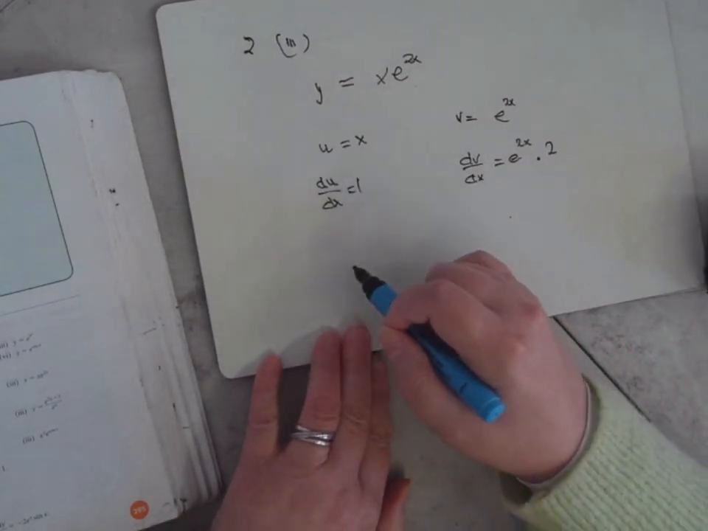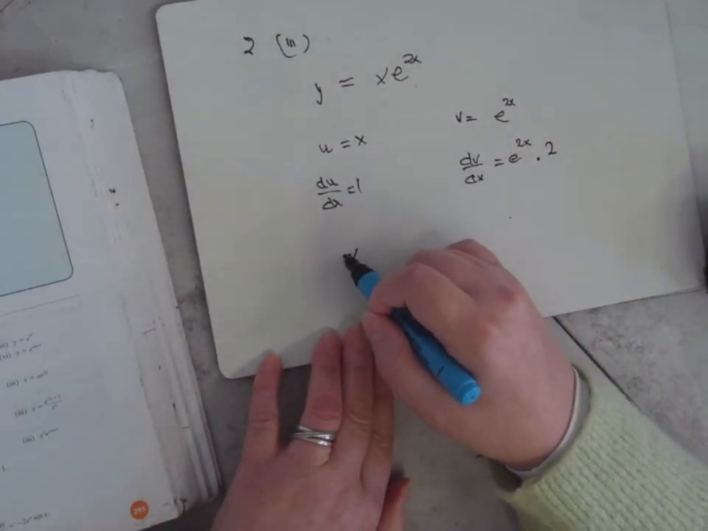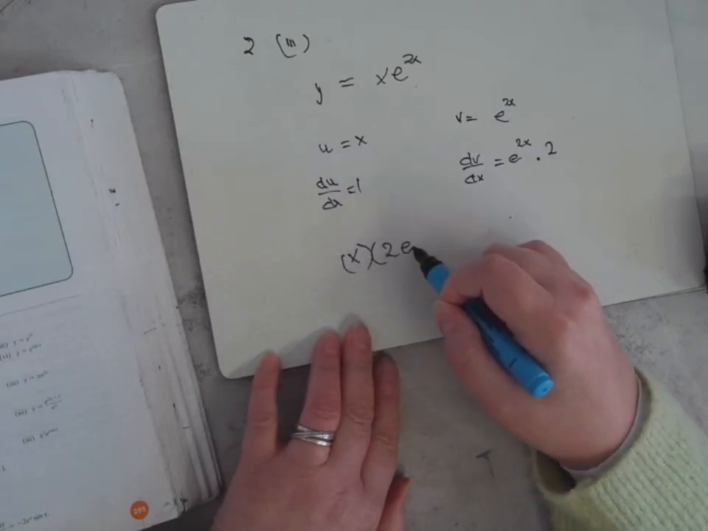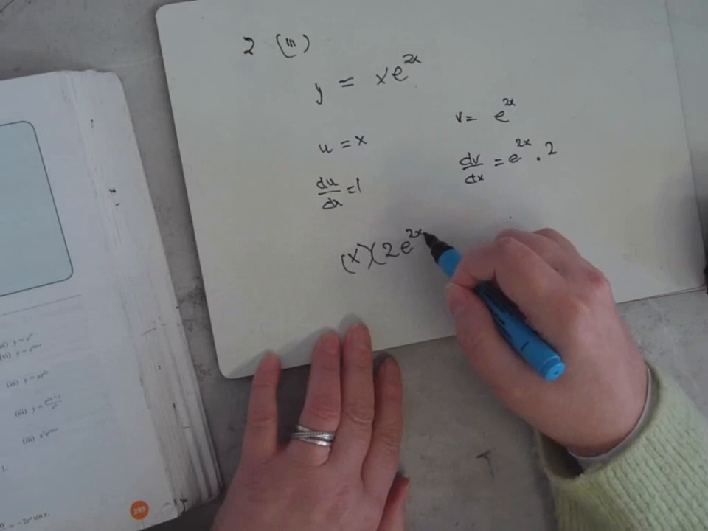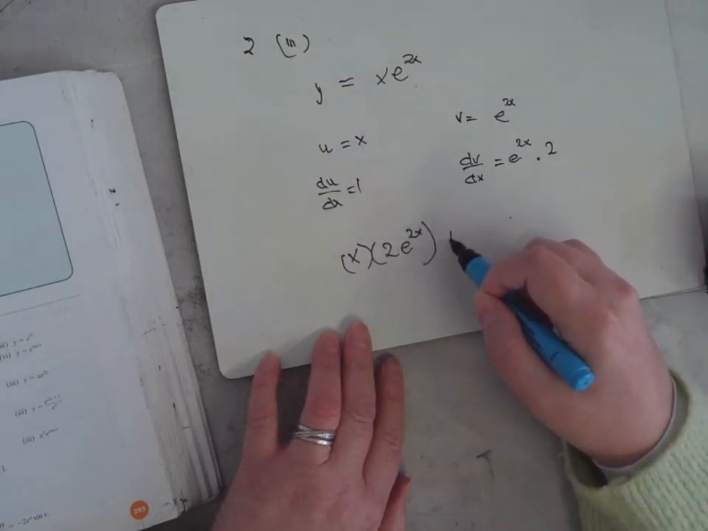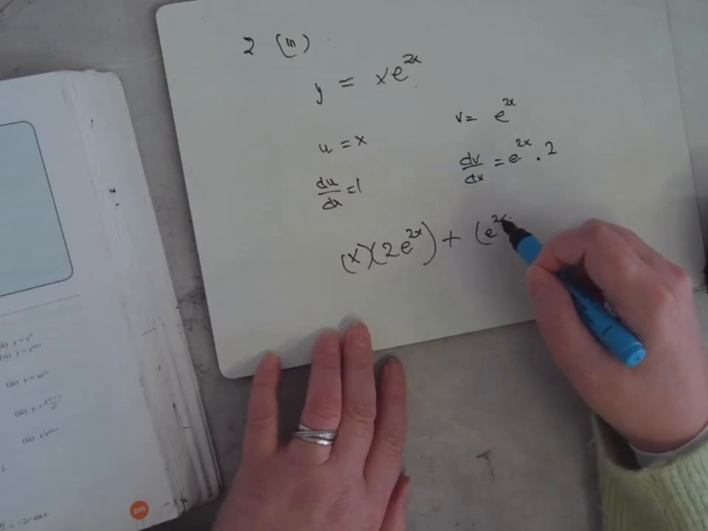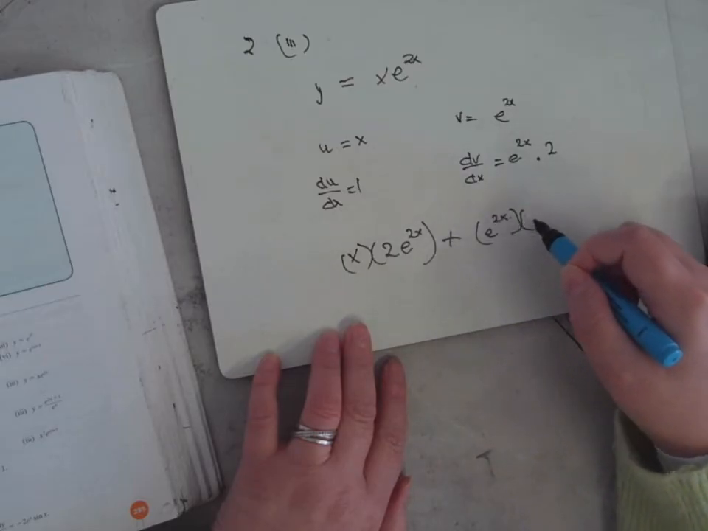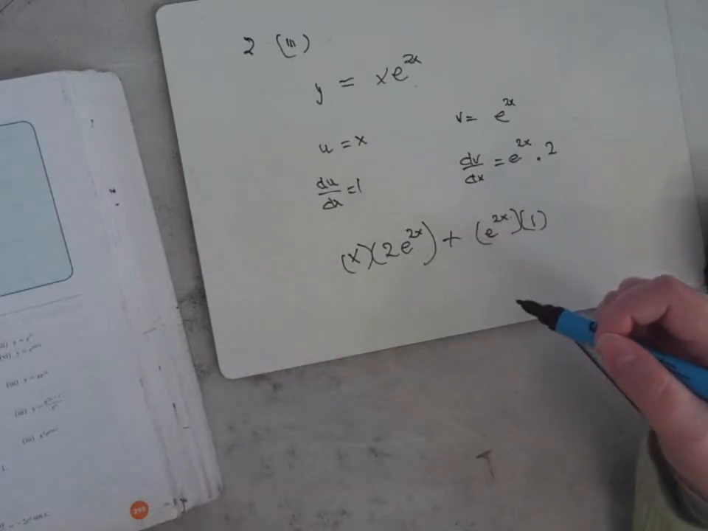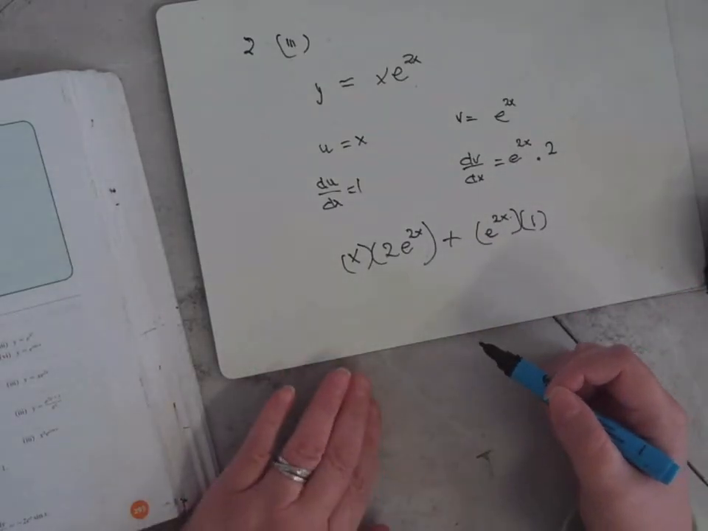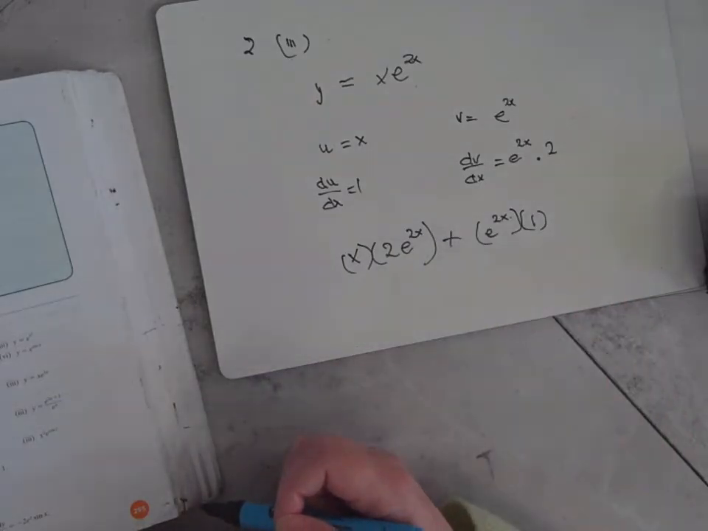Is it okay if I don't write down the formula, just fill it in? So it's u, which is x, times dv dx, which would be 2 times e to the power of 2x. I just put the 2 in front. Plus v, which is e to the power of 2x, multiplied by du dx, which is 1. And that'll do. There's not any multiplying out that's going to make it any simpler. Is that alright? Happy with that?